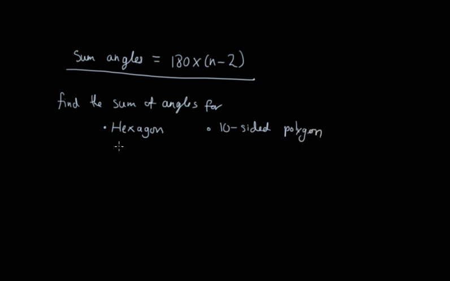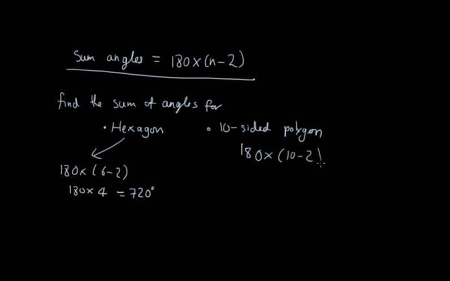So for the hexagon, we've got 6 sides, so 180 times 6 minus 2, which is 180 times 4, which is 720 degrees. And for our 10-sided polygon, we've got 180 times 10 minus 2, so it's 180 times 8, which is going to be 1440 degrees.